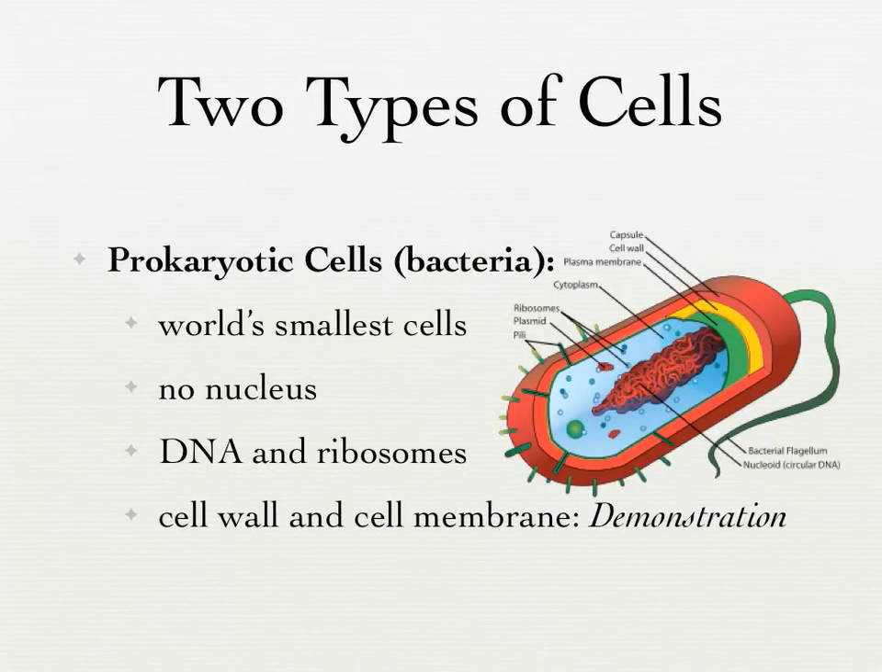There are two different types of cells, and these are kind of broad, overarching types. There's prokaryotic cells, and then there are eukaryotic cells. Prokaryotic cells, these are bacteria, and they're pretty neat. They are the world's smallest cells. They don't have a nucleus, but they do have that hereditary material, that DNA that we talked about before. They have a cell wall and they have a cell membrane, as you can see in that picture there on the right. Now, there are some neat things about this prokaryotic cell. One thing is that tail. It's called a flagellum, and it's actually used to transport it. It's kind of like a propeller in a boat.